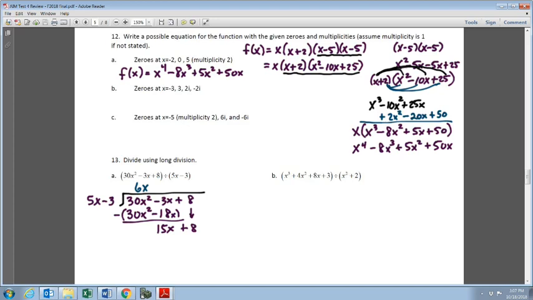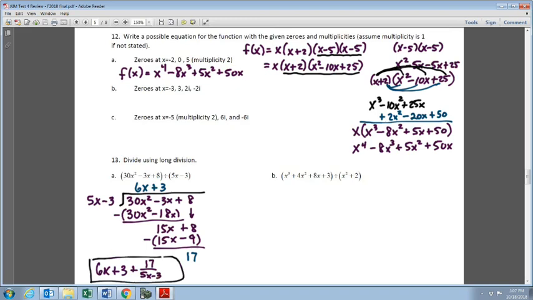So this whole process is very similar to how we divide just regular numbers in arithmetic, but it is obviously a little different. Now we're looking at the 5x and the 15x and asking ourselves what times 5x gives us 15x, and that would be 3. So 3 times 5x is 15x, and 3 times negative 3 is negative 9. Again, we're going to subtract. 15x minus 15x is 0, and 8 minus negative 9, that's going to be plus 9, and we get 17. So our final answer is going to be 6x plus 3, which is our quotient, or the answer to the problem we just did, plus our remainder over the divisor.